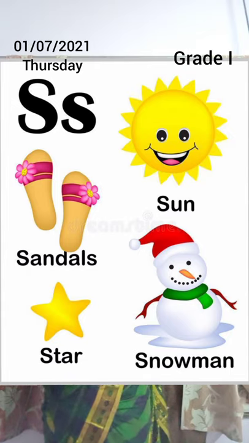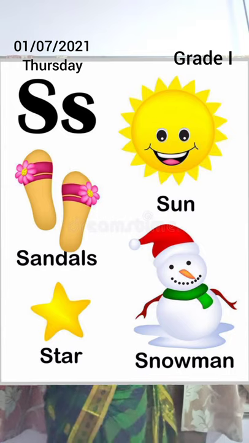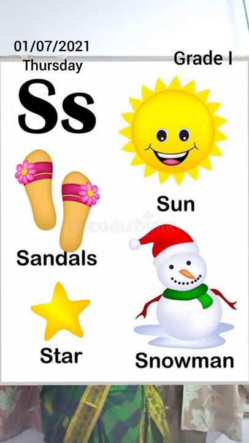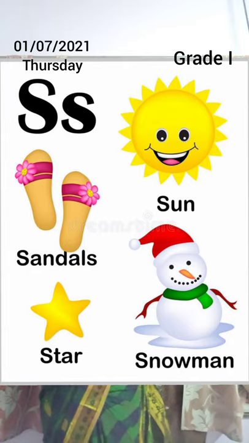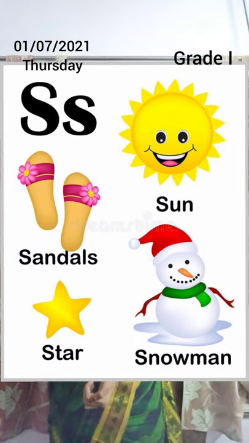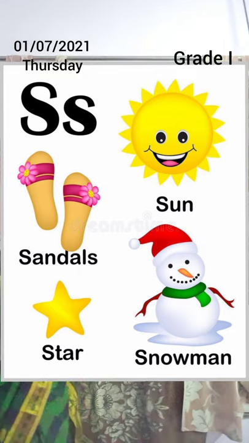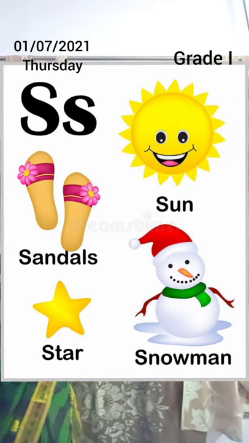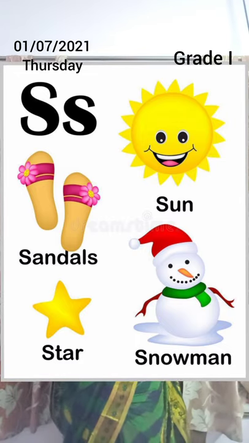Sandals, S-A-N-D-A-L-S, sandals. Sun, S-U-N, sun. Star, S-T-A-R, star. Snowman, S-N-O-W-M-A-N, snowman. So the alphabet is S and the sound of the alphabet S is S sound. So the examples are sandals, sun, star, snowman.